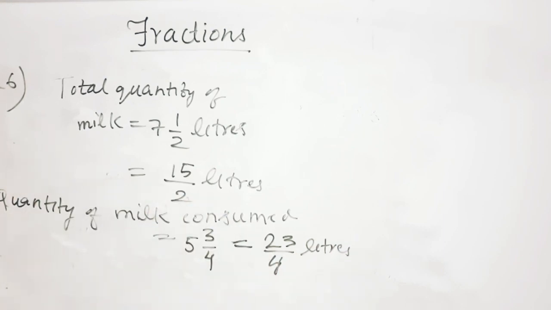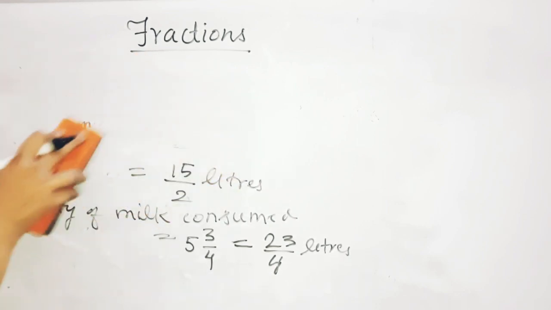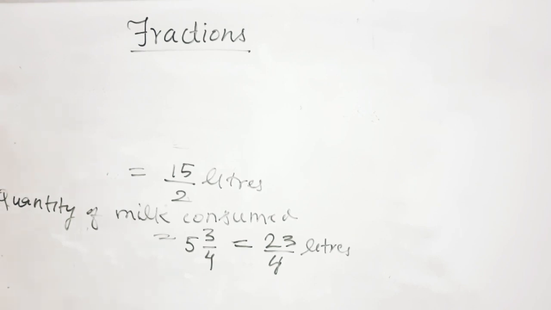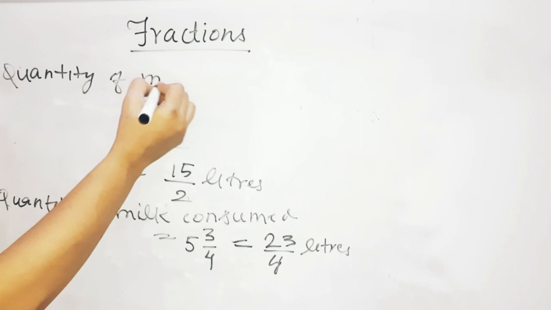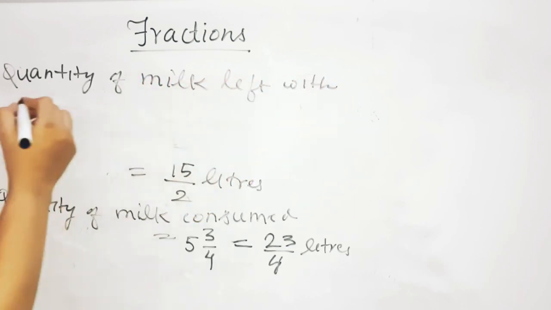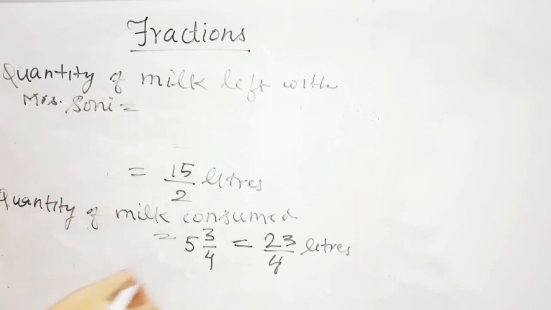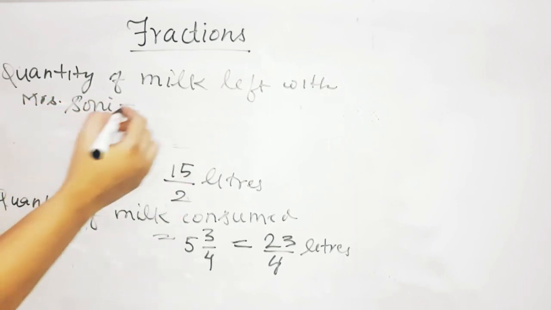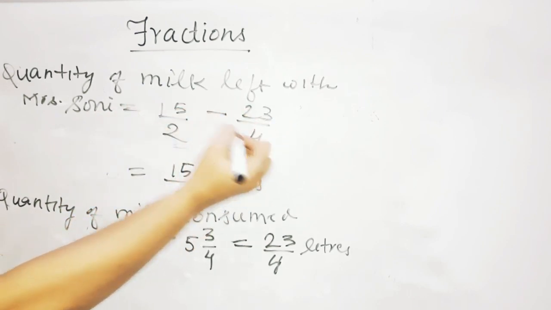Now we have to find out how much milk is left with her. So let me write the last step of this question. Quantity of milk left with Mrs. Soni is equals to, what we have to do in this question? Subtraction. So 15 upon 2 minus 23 upon 4.